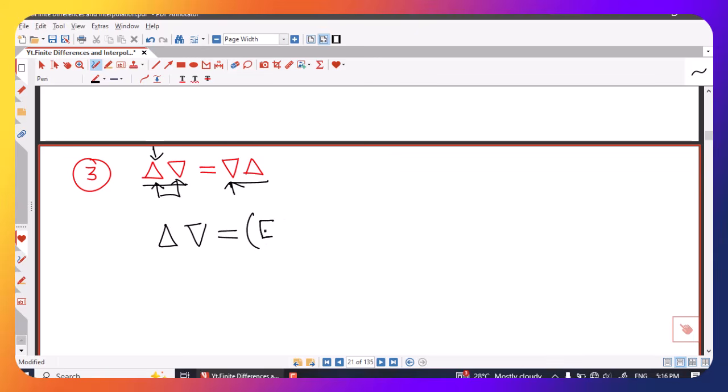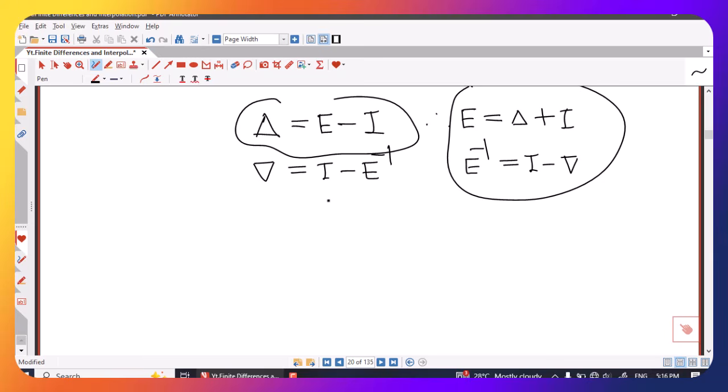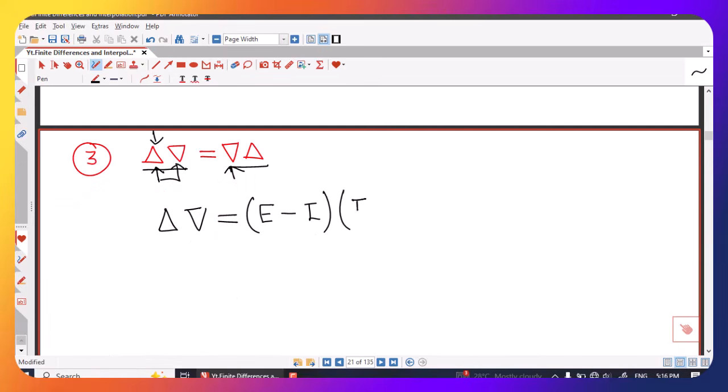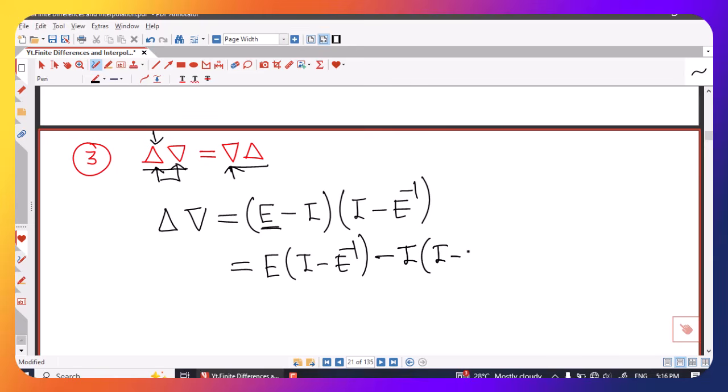Delta is equal to E minus the identity operator, and nabla is I minus the shift operator to the power minus 1. So delta nabla is (E minus I) times (I minus shift operator to the power minus 1), and I can first multiply E with this bracket, and then minus I multiplied with (I minus E to the power minus 1).